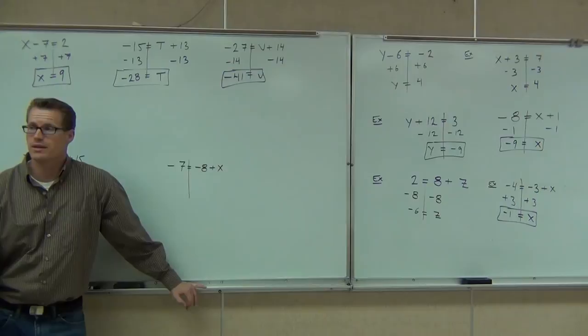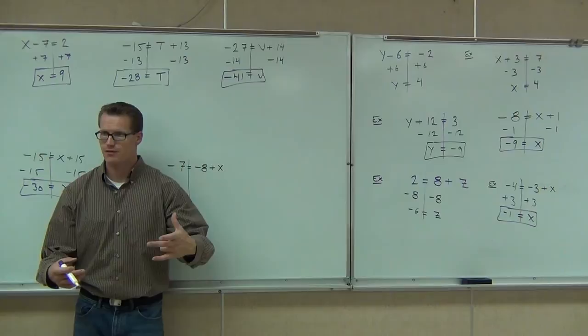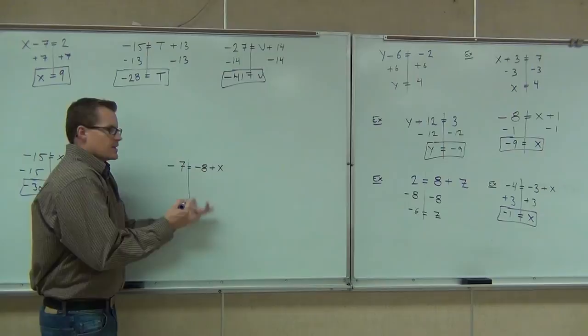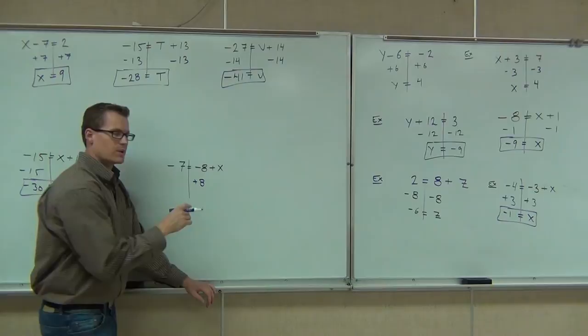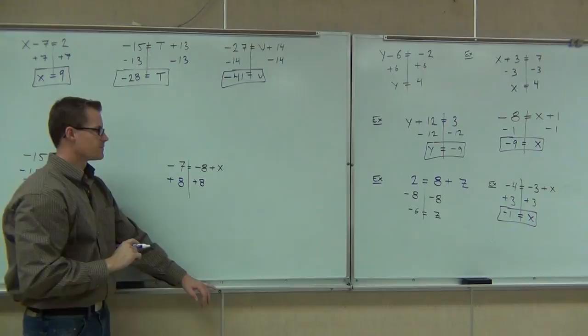Good. How do we get rid of that negative 8? Positive 8. Perfect. Again, you could think of it as subtracting negative 8 from both sides. You could get rid of it that way. But on the other hand, we can just say, okay, the opposite of negative 8 is positive 8. Let's go ahead and add that, because when we add the opposite of a number, it goes to 0. So we add 8. We make sure we do that to both sides.